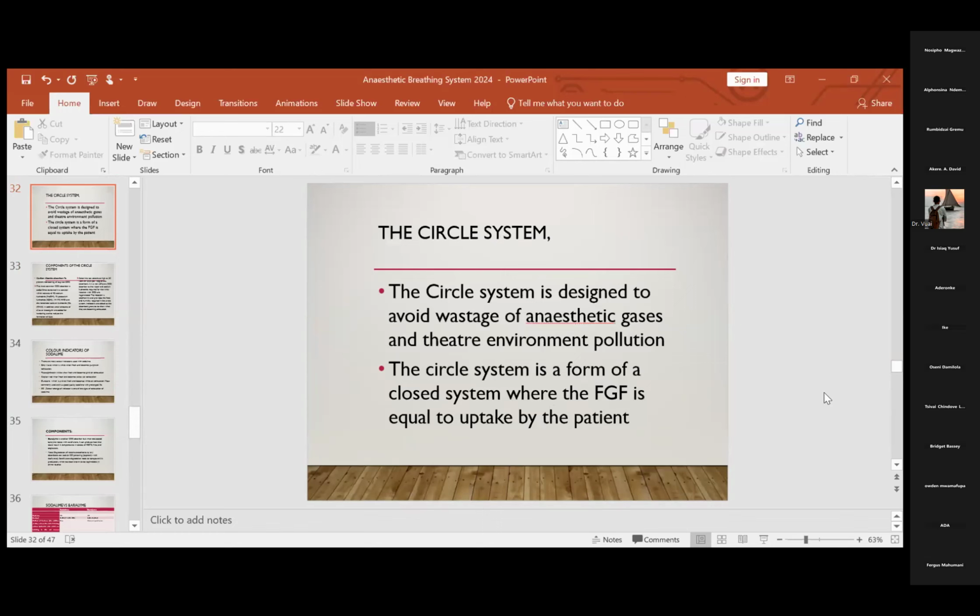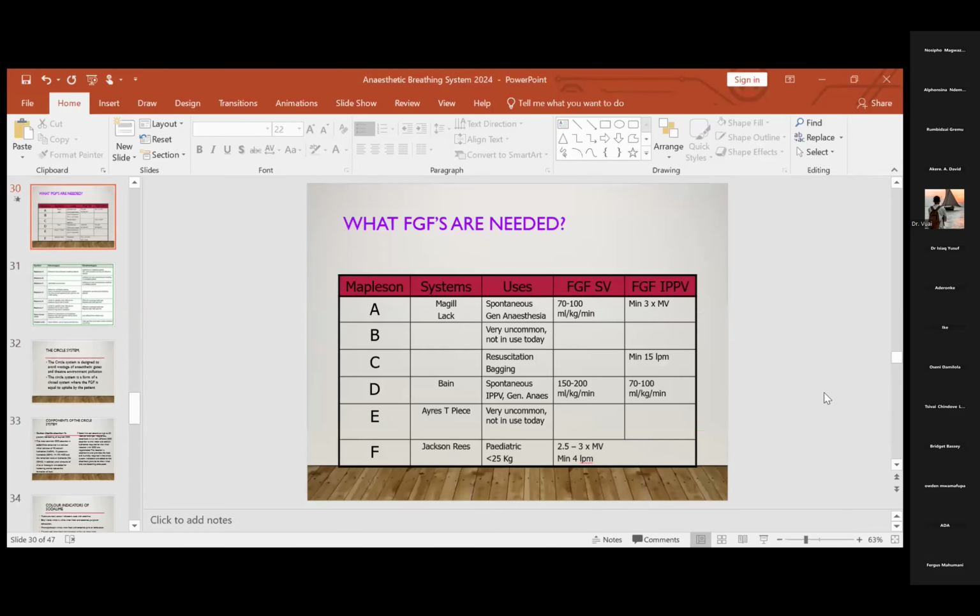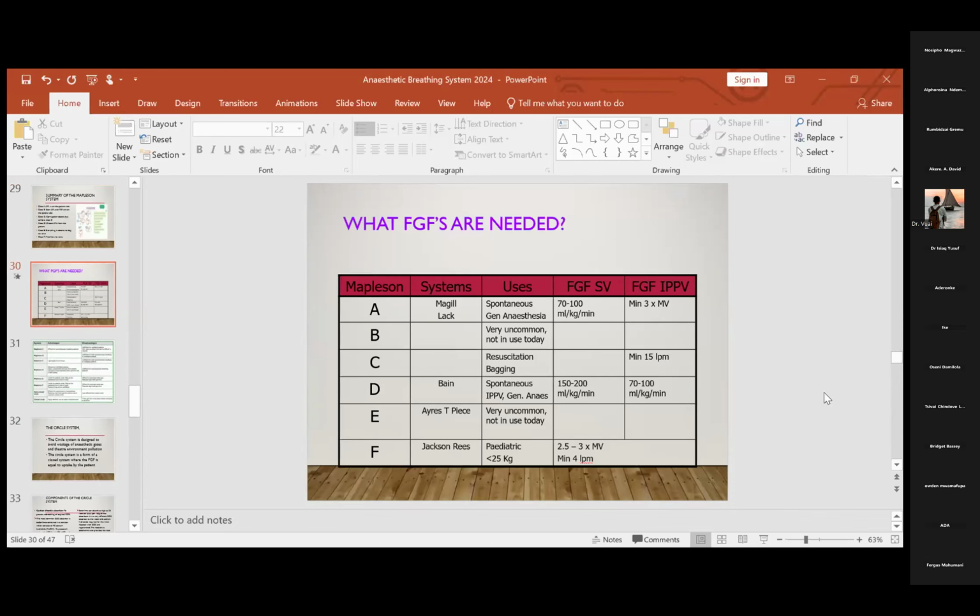Okay, any question thus far on this? We just look at, all right, this is just for our consumption. And this is important to determine what fresh gas flow is needed for each of the systems. For instance, the Mapleson A, you require about 70 to 100 ml per kg per minute.